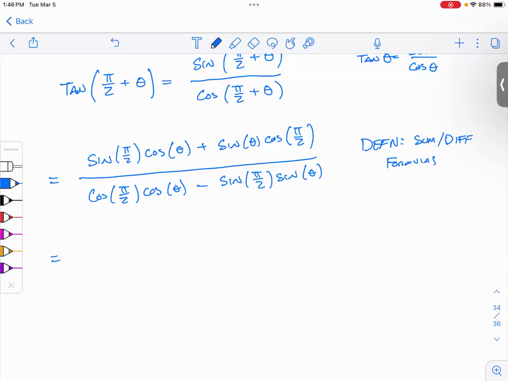Pi over 2. What is pi over 2? 90 degrees. It is a specific angle. Do I know trigonometric functions of a specific angle? Yes, especially pi over 2. Again, that is a big one. What is sine of pi over 2? 1. What is cosine of pi over 2? 0. And as soon as I know something is 0, does that mean a bunch is going to go away?